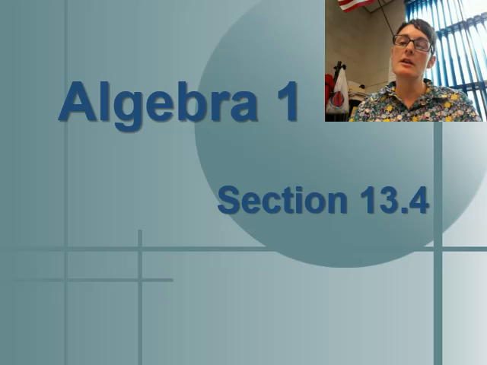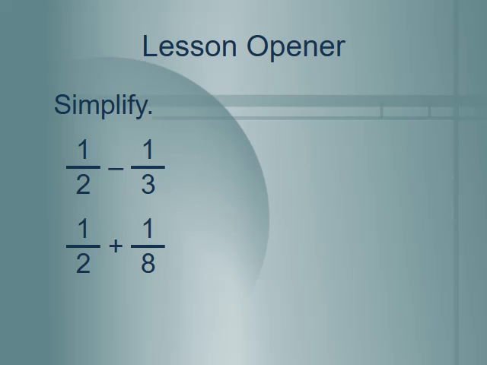Today we're going to be looking at adding and subtracting rational expressions that do not have like denominators. Let's look at this lesson opener. Notice we have fractions that are not in common denominators, and we need to put them in common denominators in order to add or subtract them. We already know how to do that.